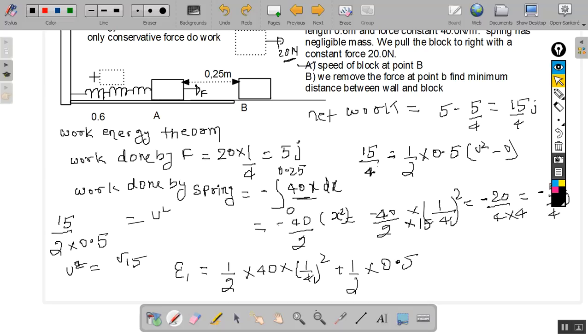So when the block reaches this position, at which this is the minimum distance, the velocity along this will be zero. This means this block has zero velocity, so the kinetic energy at this point is zero. These things you have to analyze. So E2 will be simply 1/2 into 40 into x square. Let's suppose this distance is x, from here to here this length is x.